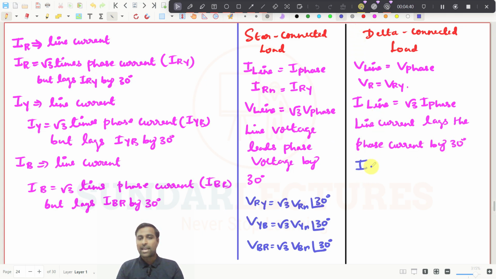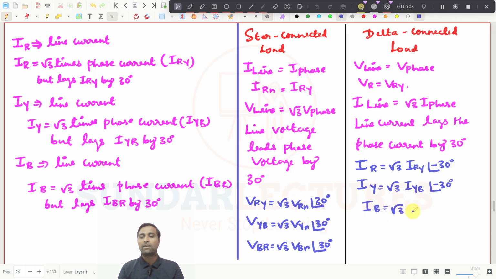So here IR is equal to root 3 times IRY, but the angle will be minus 30 degrees. Then IY is equal to root 3 times IYB, but the angle will be minus 30 degrees. See this one, it is very interesting to compare star and delta. IB will be root 3 times IBR at an angle of minus 30 degrees. Right? So this is the relation between star connected load and delta connected load.